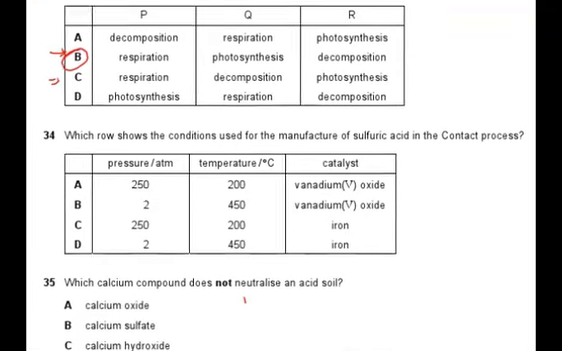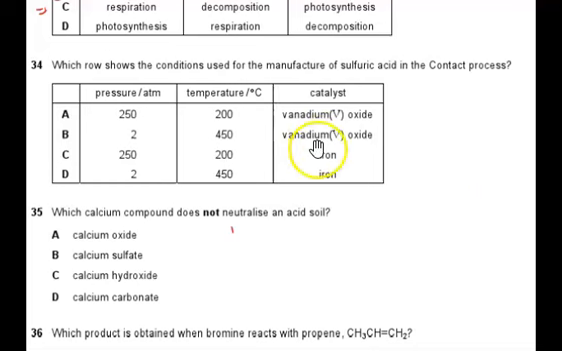Okay, number 34. Which row shows the conditions used for manufacture of sulfuric acid in the contact process? So here we need to have vanadium oxide as a catalyst. Iron is for the Haber, and we need a temperature and pressure of 450, and pressure ATM is 2. So the answer is B.